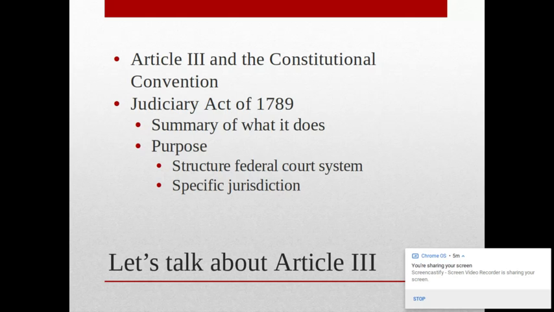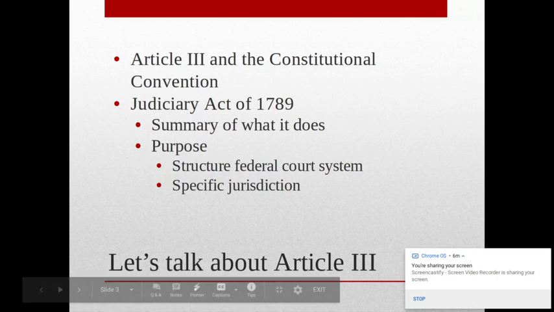And what are these 13 district courts? Well, basically, every state that had ratified the U.S. Constitution would receive a court. And Maine and Kentucky would also receive courts, although they were not states at that time.